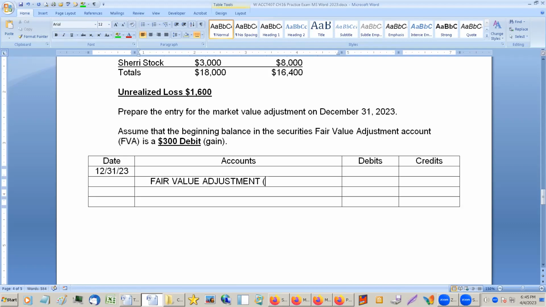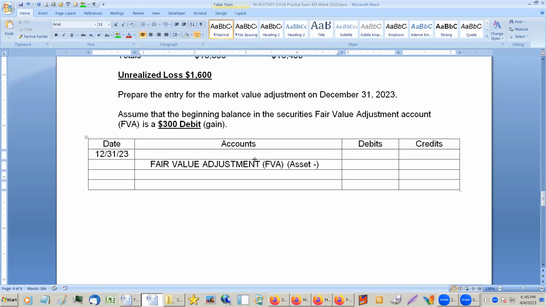And again, you just abbreviate that FVA. It's fine. This is an asset going down. And it's going to be, we have to get rid of 300 of the debit. And then go another 1,600 for the loss on top of it, so this would be 19.